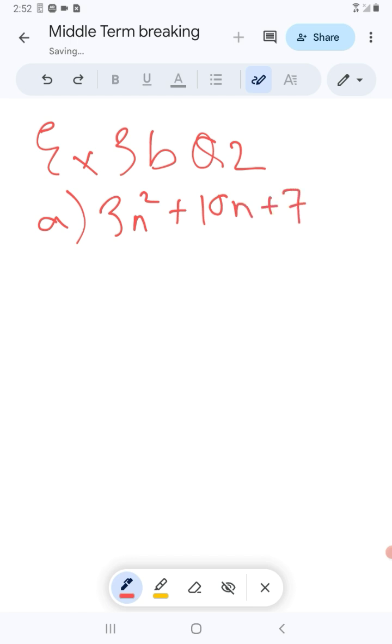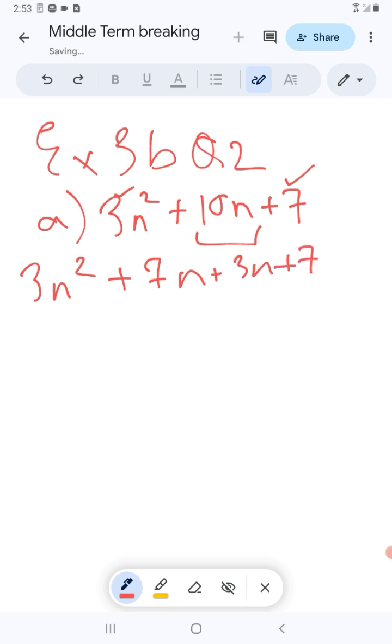Now the first step was to multiply the first number and the last number, right? So when I multiply these two, what do I get? 21. 3 multiplied by 7 is 21. And even when I add 3 and 7, I get my answer 10, right? So what I am going to do in this case is 3n squared, now putting the factors as it is, plus 7n plus 3n plus 7.